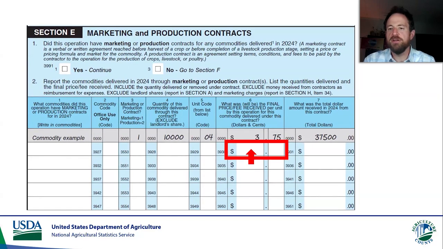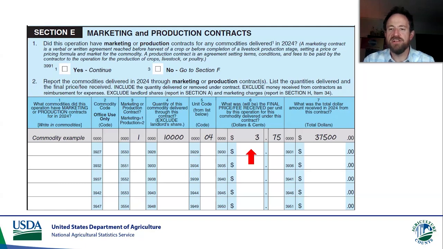We know that all commodities in this table must have been delivered in our reference year, but it's still possible that the producer has not been paid by the end of last year. That's why column 6 states final price or fee received. This is what was negotiated as their price for marketing contracts or the fee for service in a production contract. The production contract fee should only represent the fee for their services.